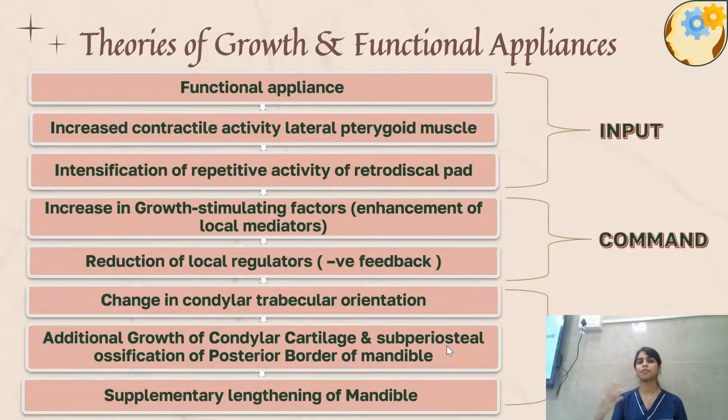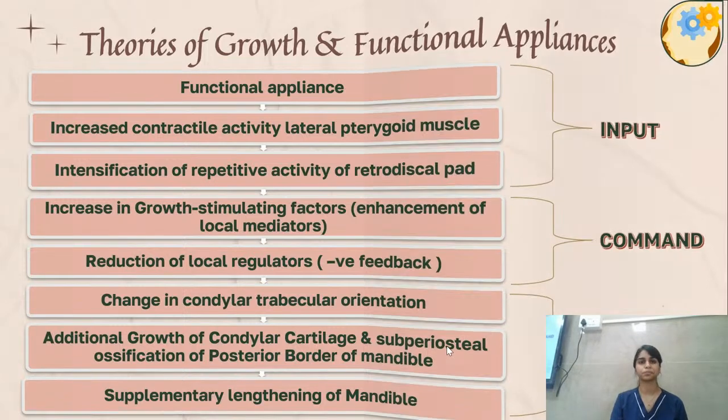When the patient wears the functional appliance, there will be increased contractile activity of the lateral pterygoid muscle. This will cause intensification of repetitive activity of the retrodiscal pad, and this will eventually lead to an increase in the growth stimulating factors. The release of growth stimulating factors and the reduction in the local regulator, this is what we call the command. Once this command is given, an output is produced, which is change in condylar trabecular orientation, additional growth of condylar cartilage, and finally supplementary lengthening of the mandible.